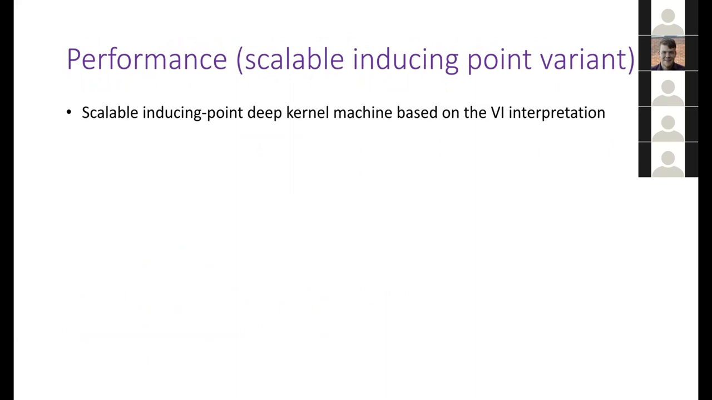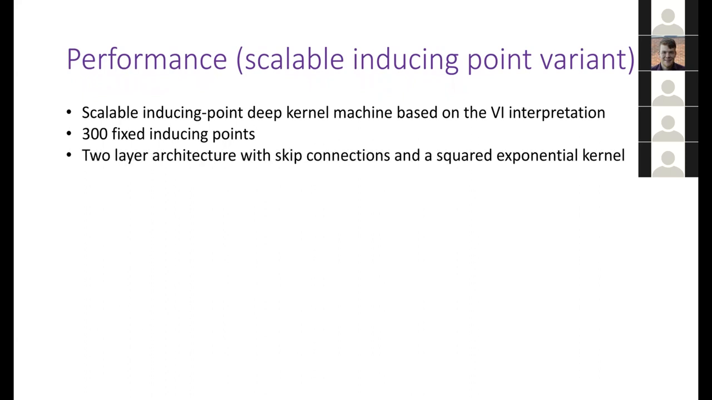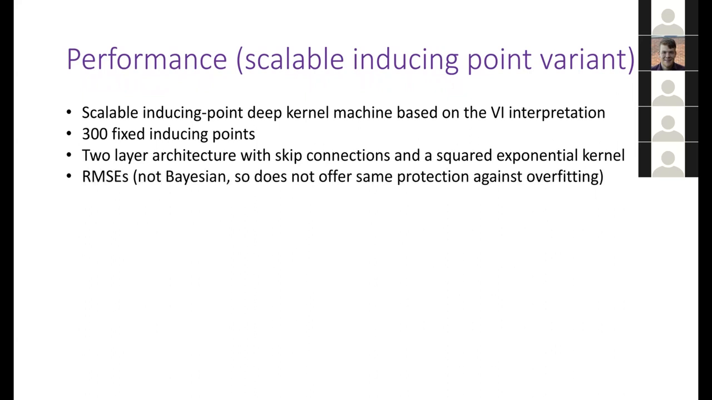Okay. So then, unfortunately, there's the obligatory performance slide. What I'm doing here is to develop a scalable inducing point variant of the deep kernel machine. It turns out you can do this relatively straightforwardly because there's a variational inference interpretation of the objective. So we can plug in to variational inference-based inducing point Gaussian process methods relatively straightforwardly. I'm using 300 fixed inducing points and a two-layer architecture with skip connections and a squared exponential kernel. And I'm evaluating using root mean squared errors.